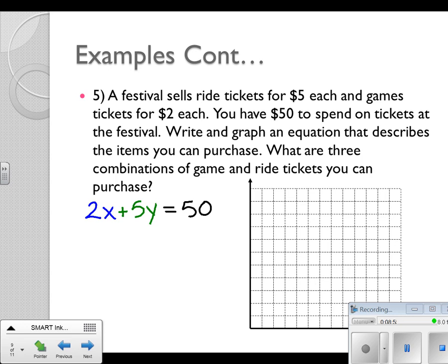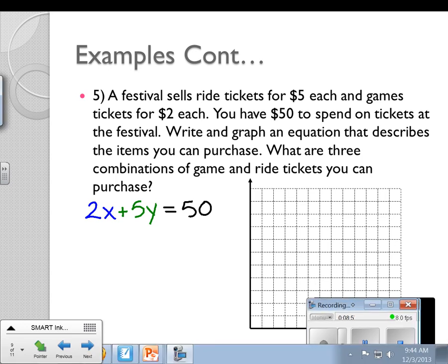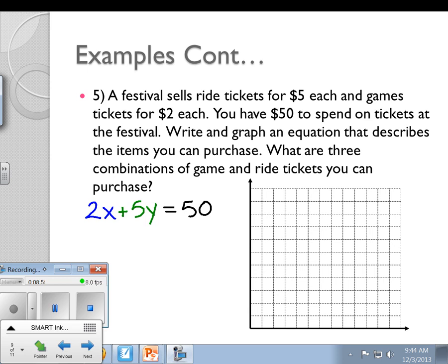So for x, we're going to put x on the bottom. I'm going to move this over here. We're going to put x here on the bottom. And the x, the blue there, represented games. So this is games down here. And then the y represents your ride tickets. So that would be rides right here. We're going to find the x-intercept and then the y-intercept.